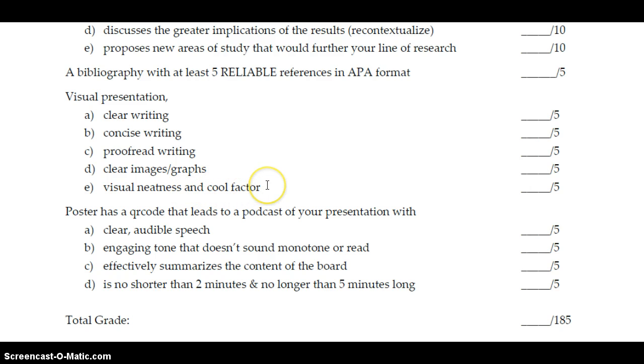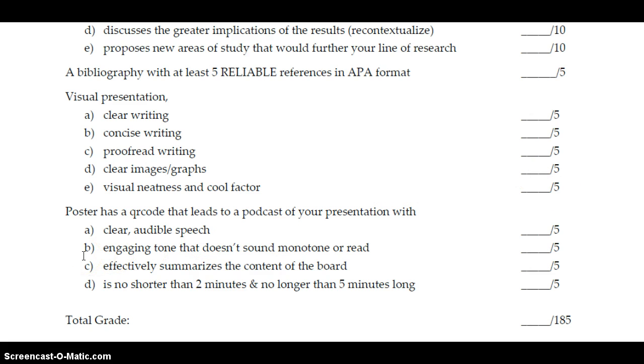So if you want to decorate your board, that's fine. Don't decorate it with something random like giraffes if you're doing your experiment on ice and the properties of water. Decorate it with something that's relevant. But anything that adds cool factor can earn you a couple of extra points here.